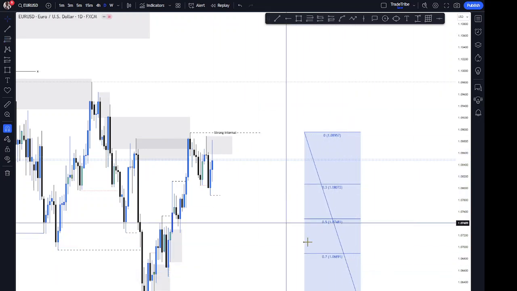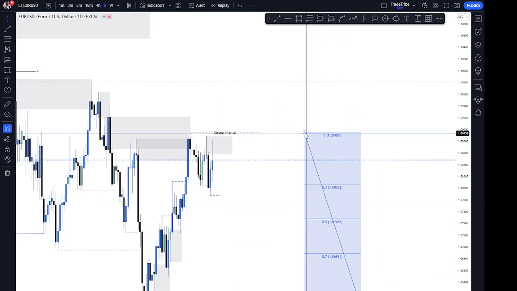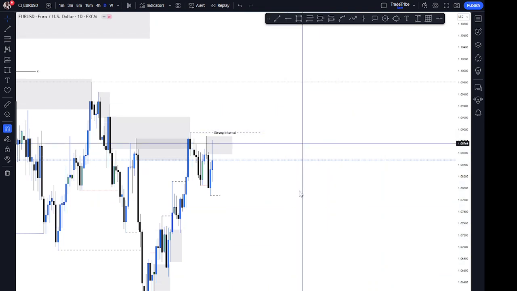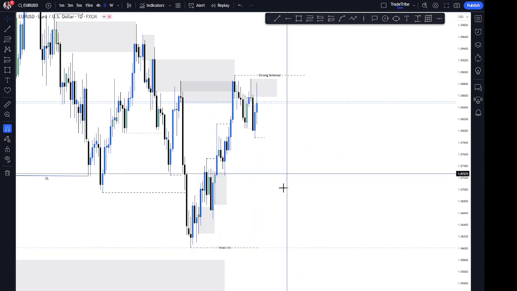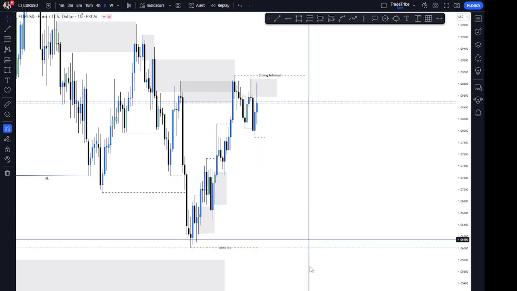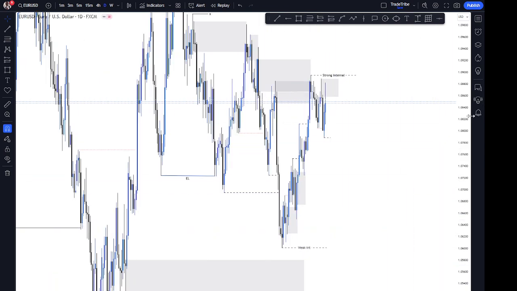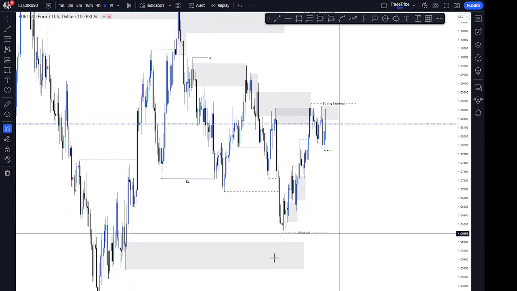Which is this range here. So this one will be our main focus. We'll be looking forward to do what? To violate this weak internal, ndio tuendelee na trend wenye inasema something like that.